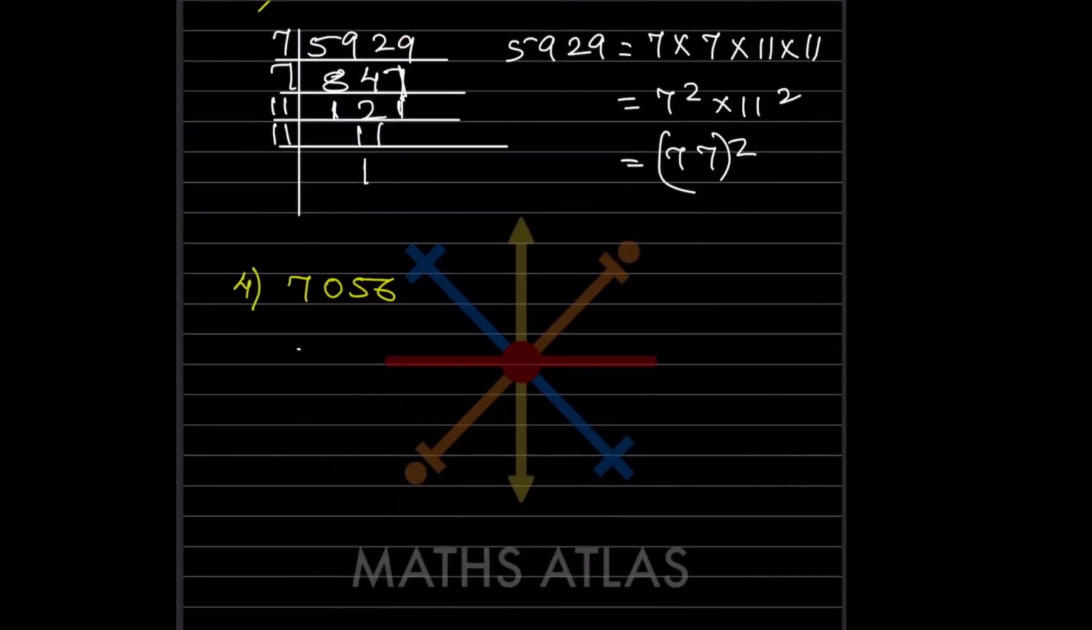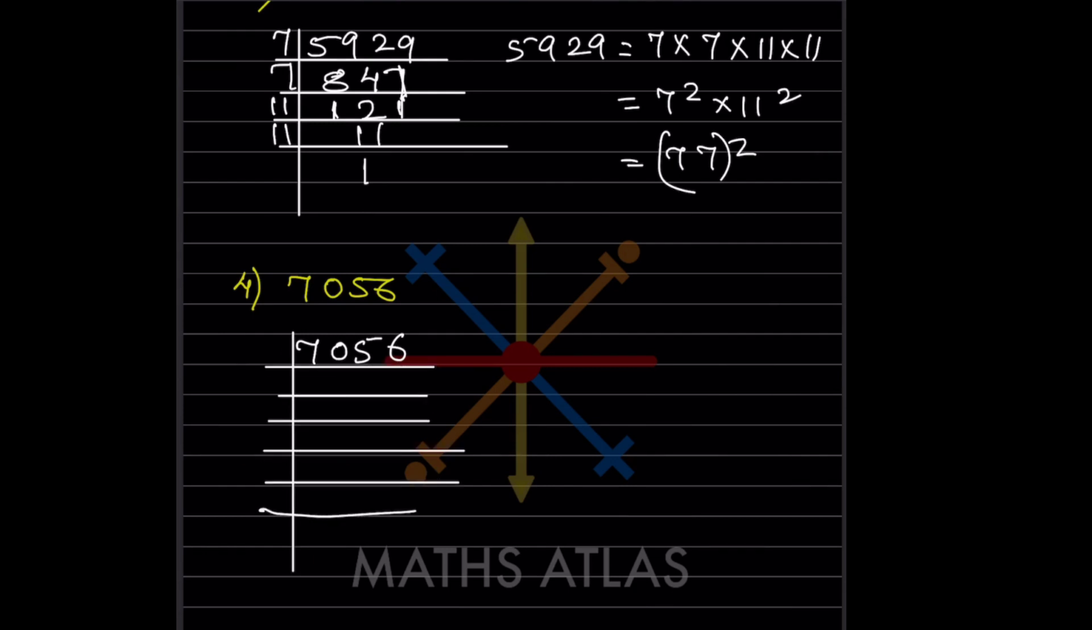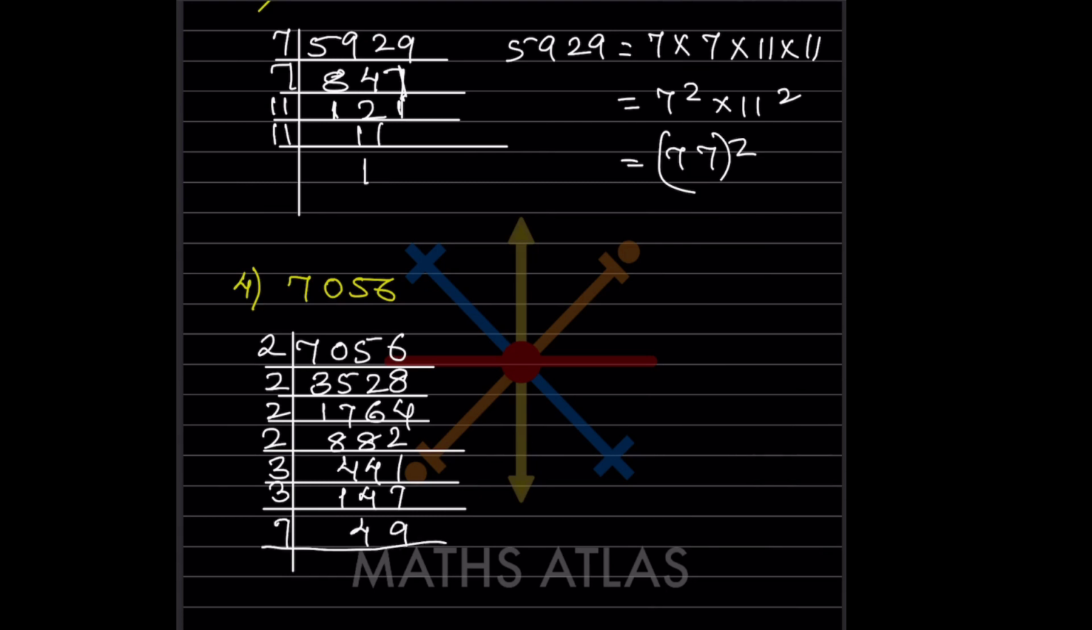Now here, 7056. So now what will you do? You will start with 2. 5, then 2 and 8. So now here it will be 2 ones are 2, 7, 6 and 4. 2. This will be 4, 4, 1. Now this is possible with 3. So this is again possible with 3. So now you will do this with 7.